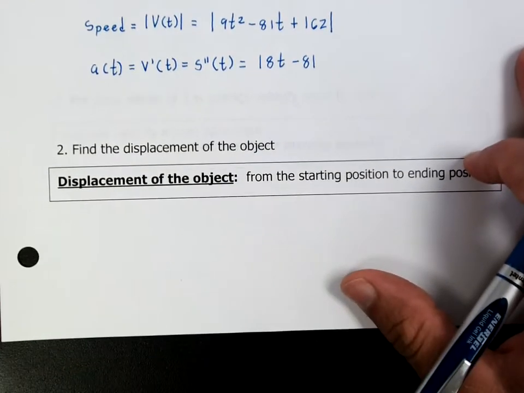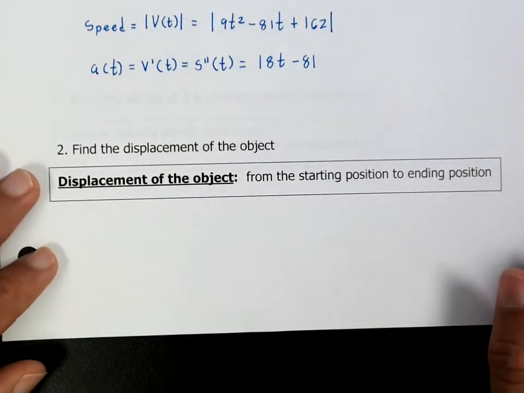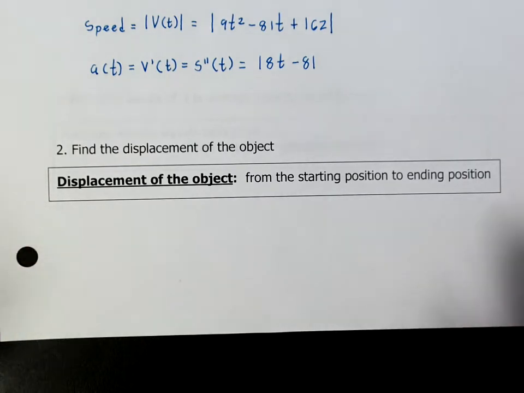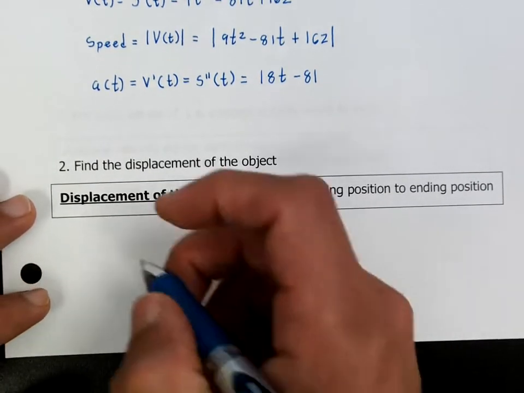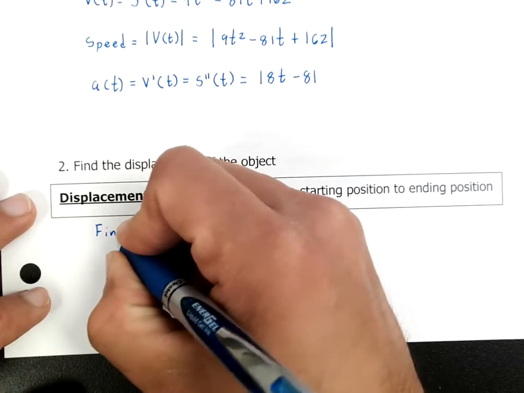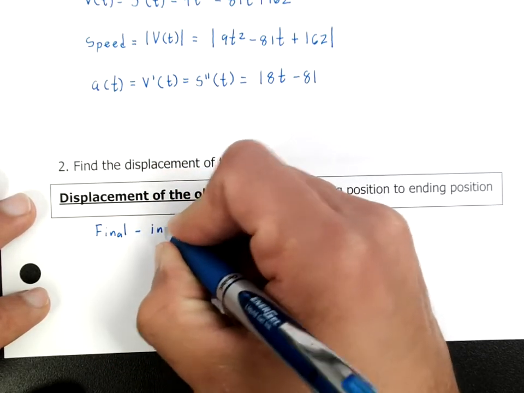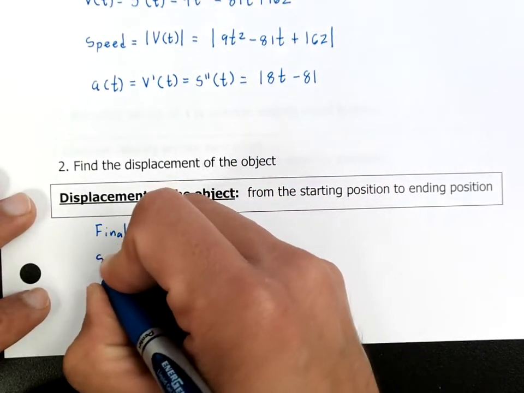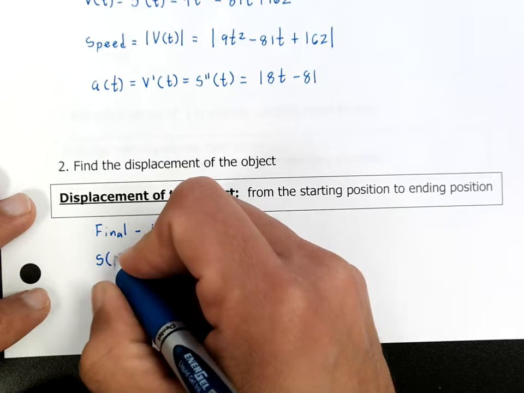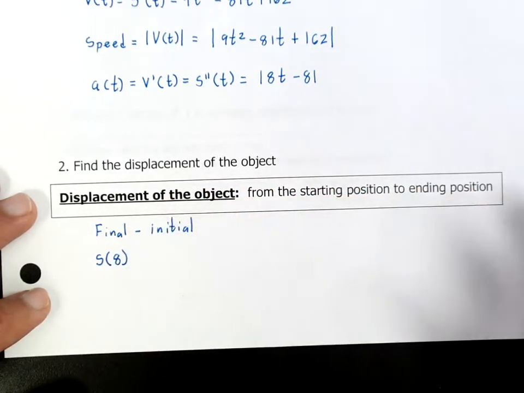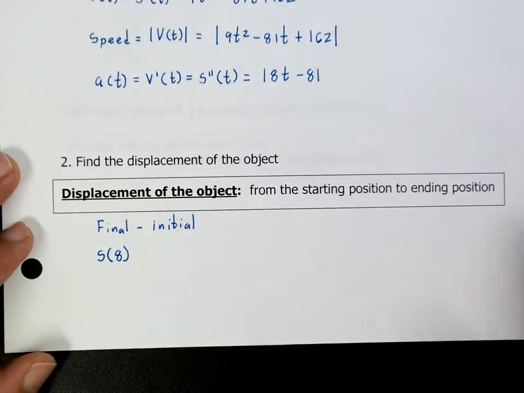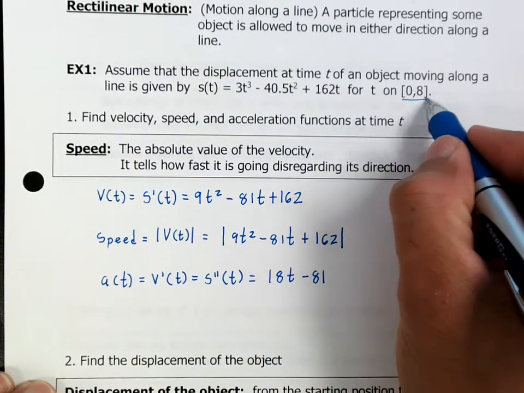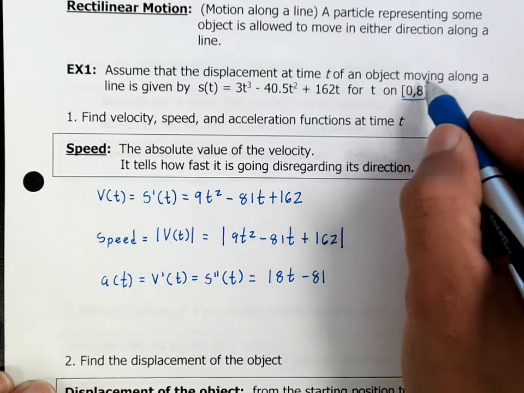Let's move on to example number 2. They're asking me to find the displacement of an object. The displacement of an object is basically from the starting position to the ending position. To be precise, it is the final position minus the initial position. In this case, we're going to use the position function, which was given to us in example 1. Notice that I'm plugging in an 8 because it's giving me this interval right here. So this 0 is the initial time and 8 is the final time.